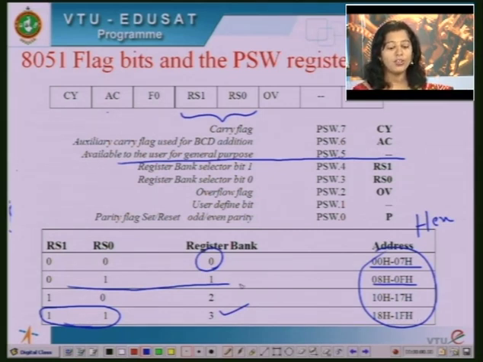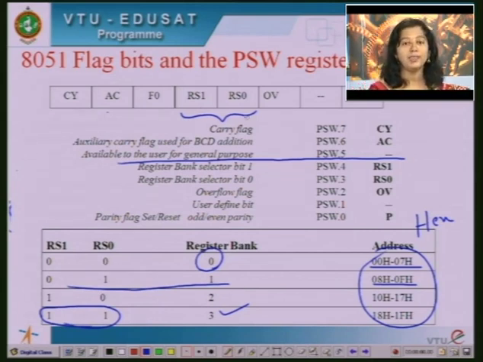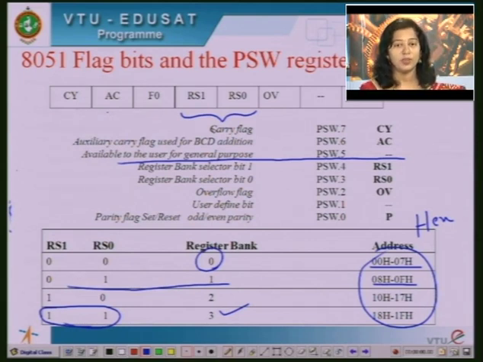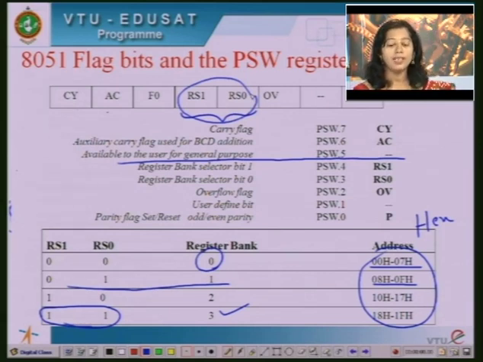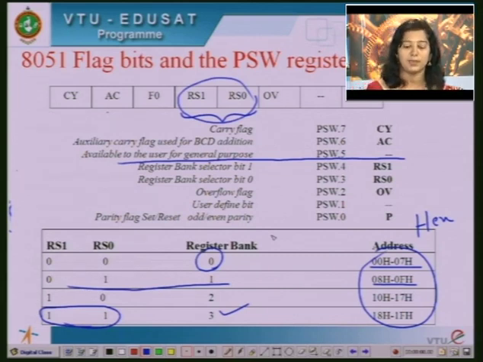So totally 4 register banks could be addressed or selected by having 2 bits, which are register select bits in the program status word register. You can use this PSW register and choose the values of these 2 bits, RS1 and RS0, and choose one out of 4 register banks. All the storage present in register banks is for general purpose. You can store the result of some arithmetic or logical operation, you can store data, you can store anything.